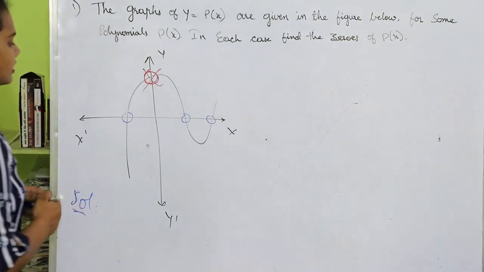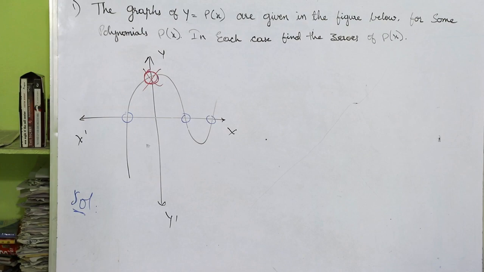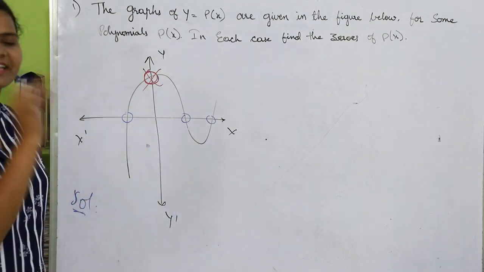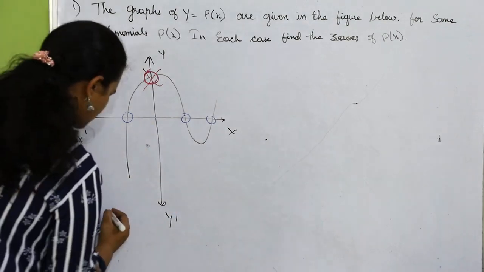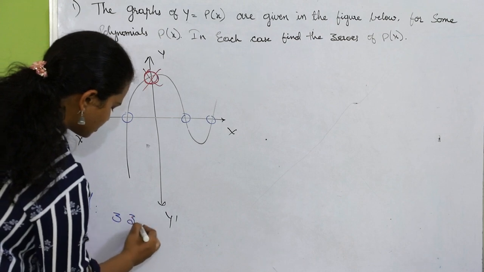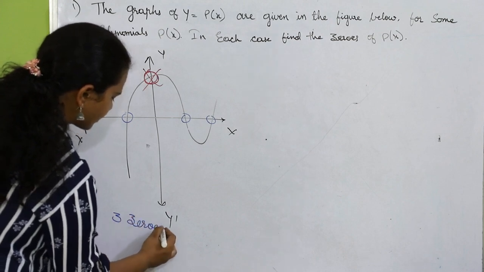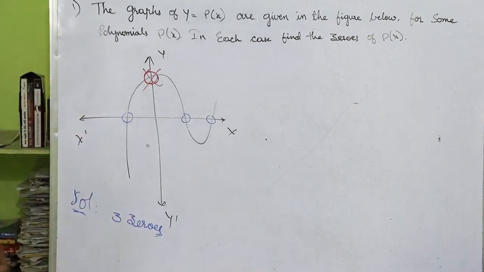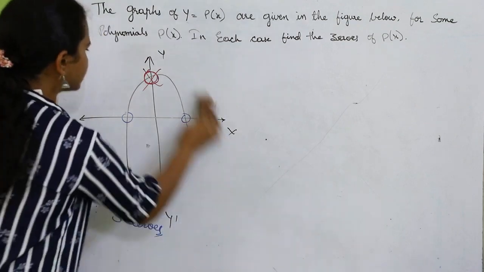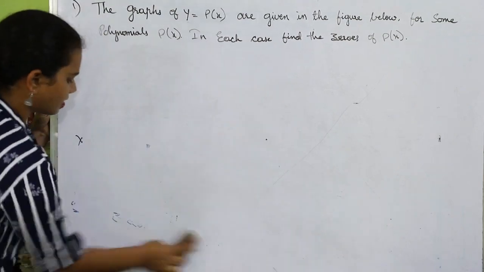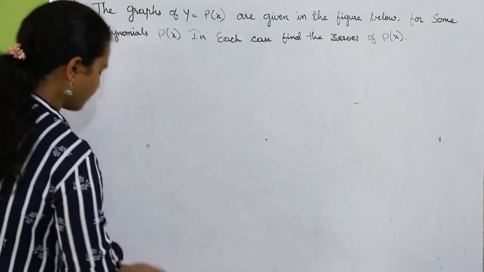So the number of zeros of the polynomial is 3 because the graph is intersecting the x-axis at 3 points. So 3 zeros. Clear? Hope you understand. Let me go for the next one. Number 4.